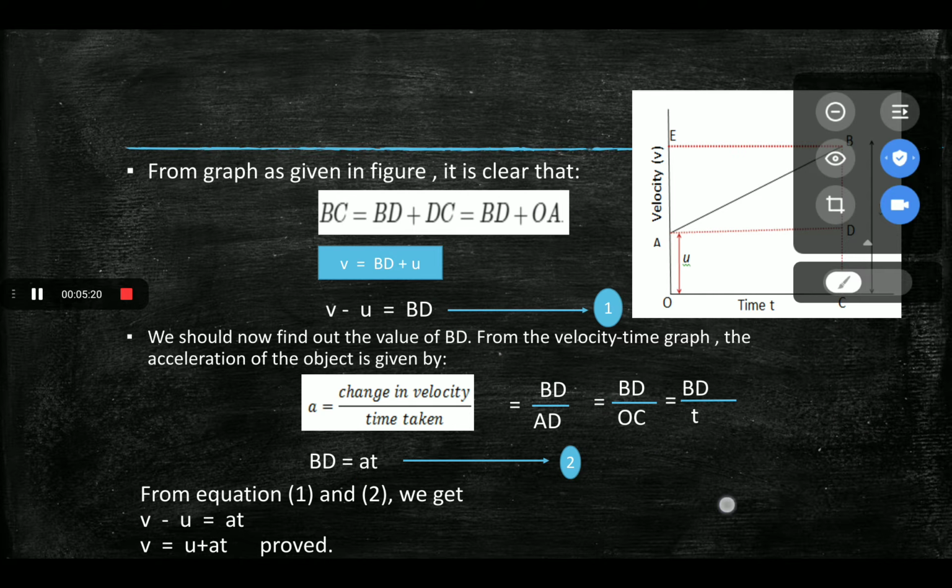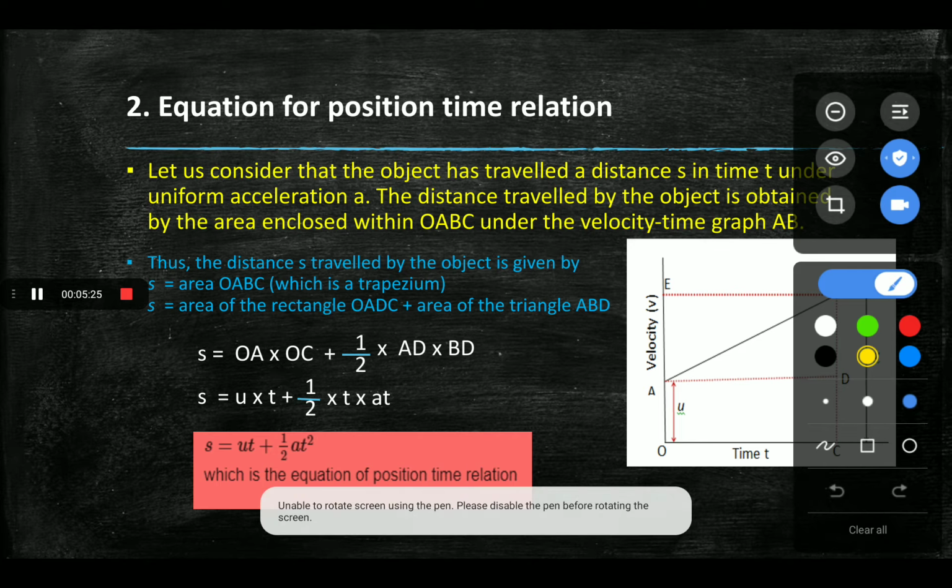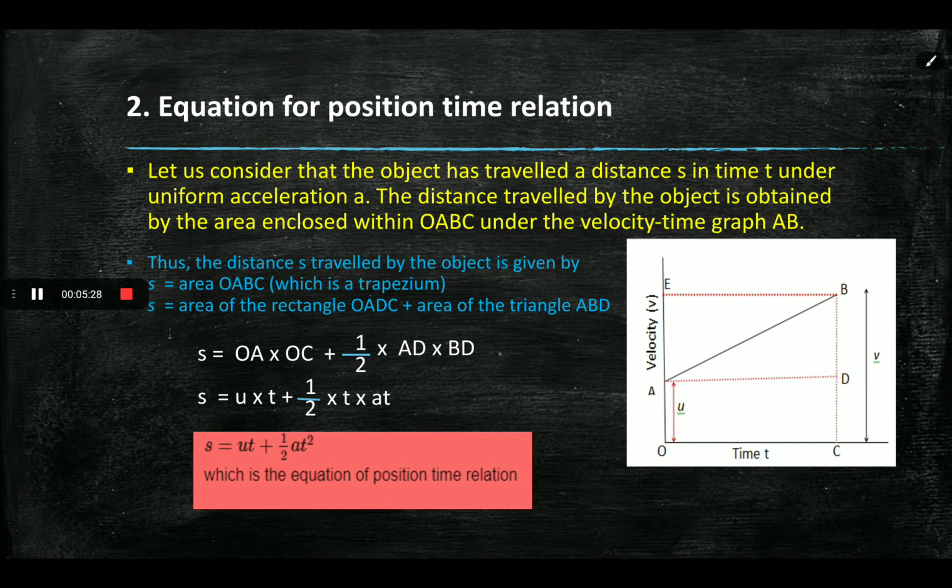Now, in the next slide, here is the second equation of motion. We know that the second equation of motion is s is equal to ut plus half at squared. This equation of motion is known as the equation for position-time relation. So we will again use the same graph. Here, let us consider that the object has traveled a distance s in time t under the uniform acceleration a.